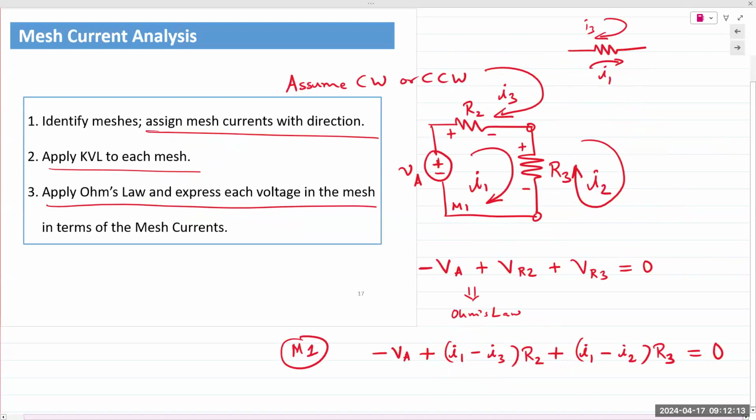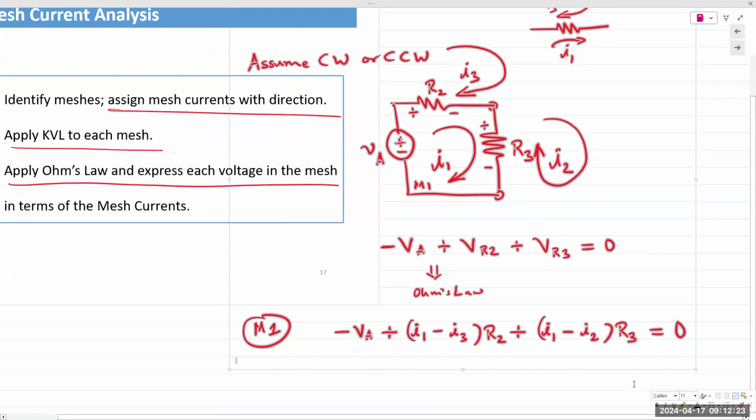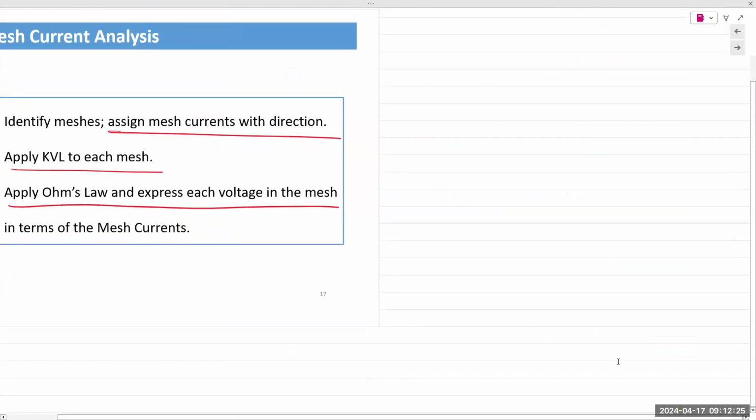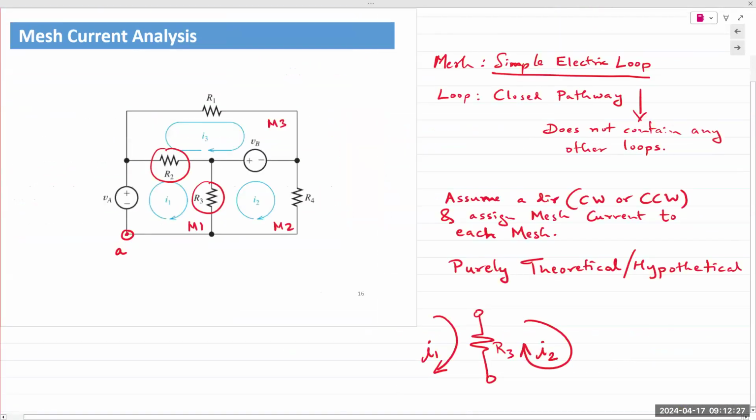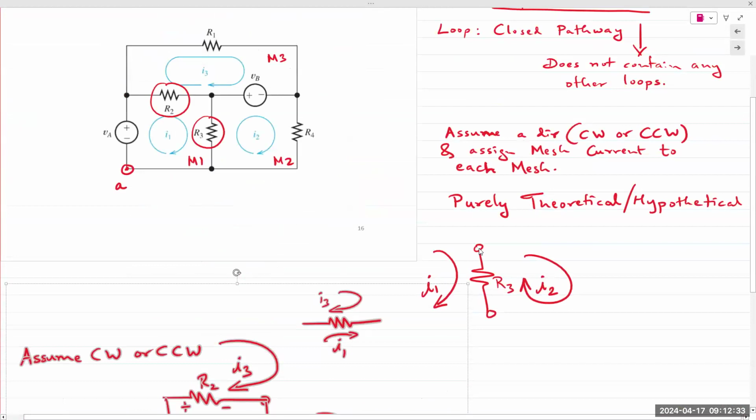I don't know why I did that on the next slide. Let me actually, let's just cut it all out and paste it here. Okay.